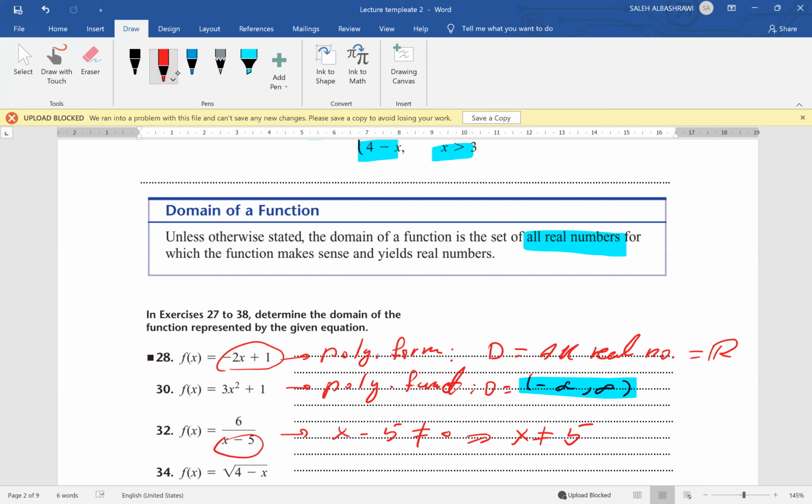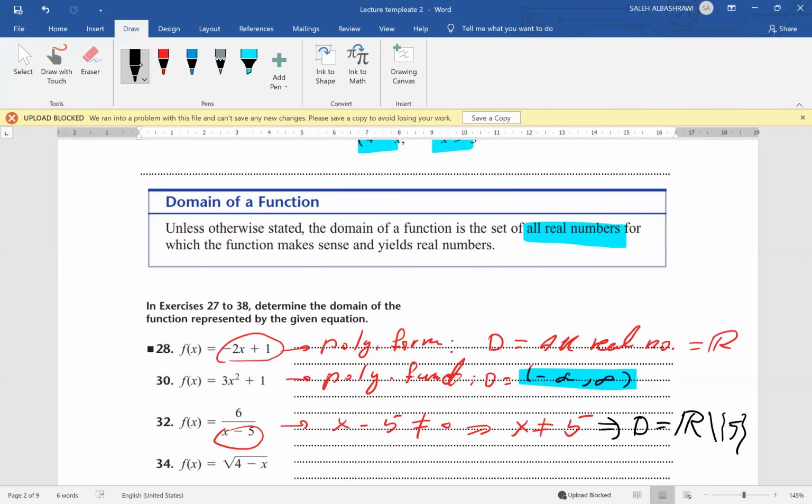Sometimes we can write it in this form. D is equal to all the real numbers except the number 5. It means number 5 is not included, or excluded from the set. So the domain will be the whole real numbers except the zeros of the denominator, which is 5 in this case. For any fractional function, to find the domain, we have to find the zeros of the denominator and exclude them from the real numbers.